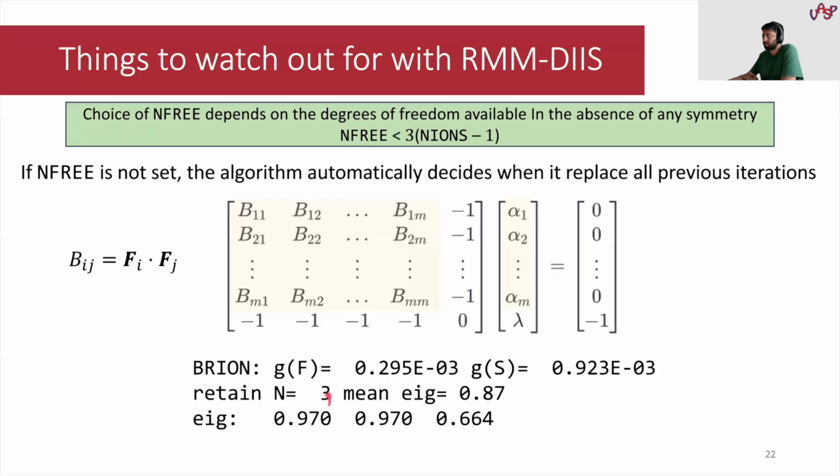So in this case, it says it will retain 3 steps with a mean eigenvalue of 0.87, and it will report all of the eigenvalues that it has. Ideally, you want something which is not too large. For example, in VASP, if it's greater than 8, it will basically throw away all of the previous values and start again. So it will delete its history, clear the history, and then start again. This is a heuristic that's determined from a lot of testing. So this is what VASP does.